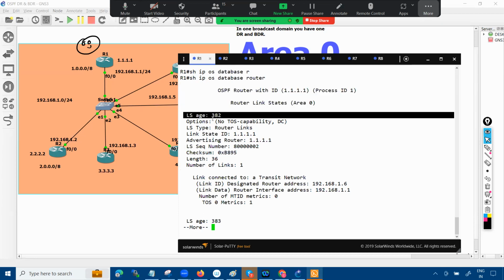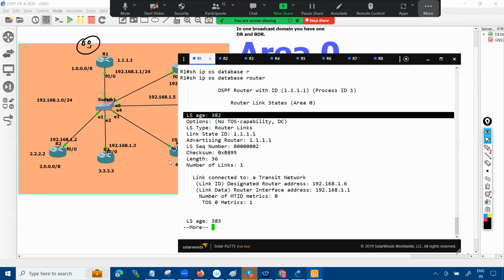The LSA age will keep incrementing by 1 second. Once it reaches 1800 seconds, it will be refreshed and go back to 0, and again count 1, 2, 3, and so on.